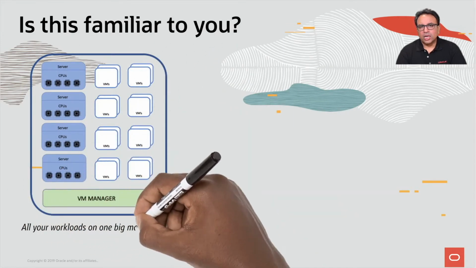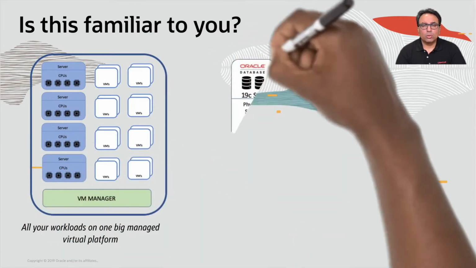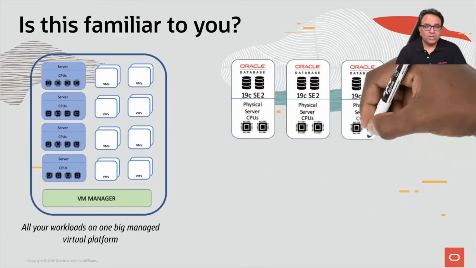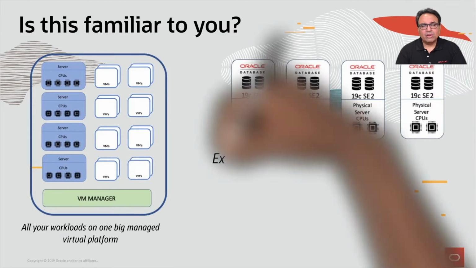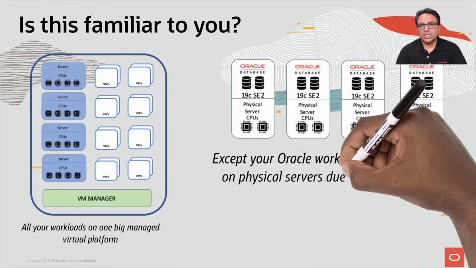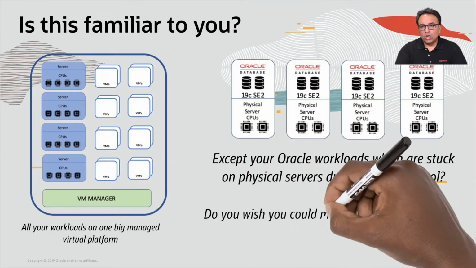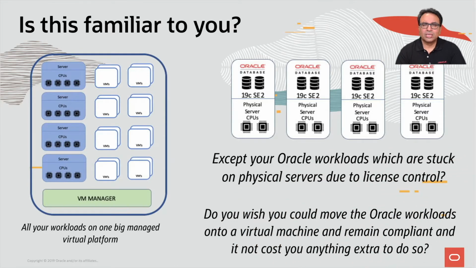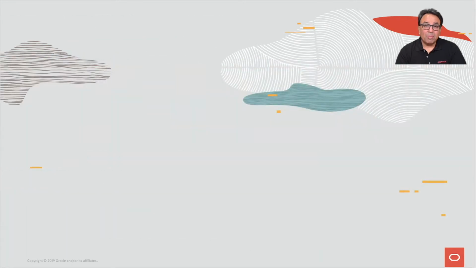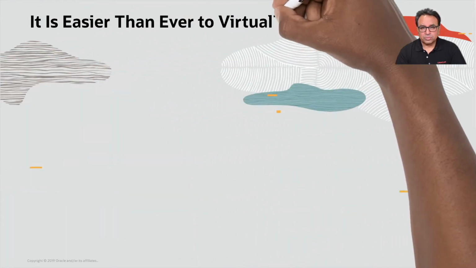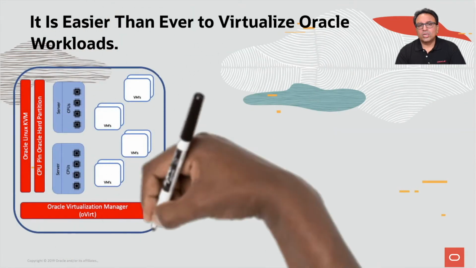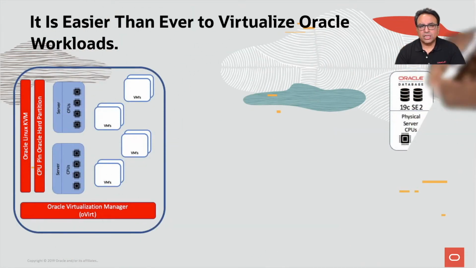So, is this very familiar to you where you've got a big virtual environment, maybe on Red Hat Virtualization, maybe on VMware, and you've got all your workloads there except your Oracle databases, which still reside on your physical machines. Or you may have them on a separate, dedicated, segmented virtual environment. Well, this is something that many of our customers are facing. So this might seem familiar to you. So what is it that you can do? Well, it's actually easier than you think.